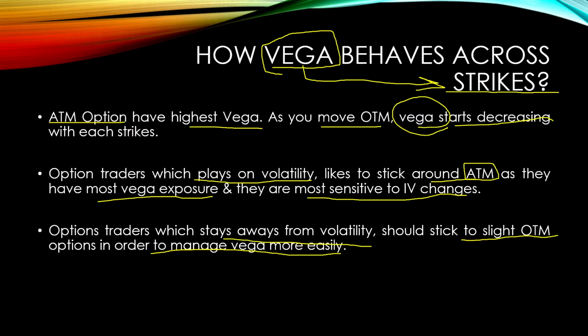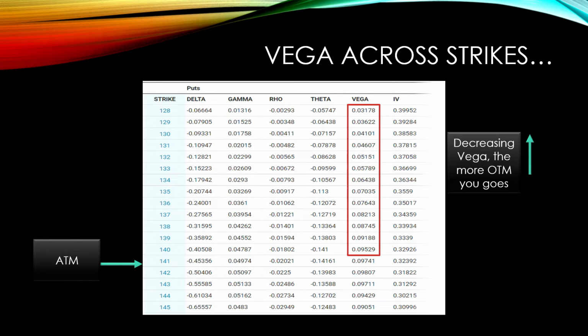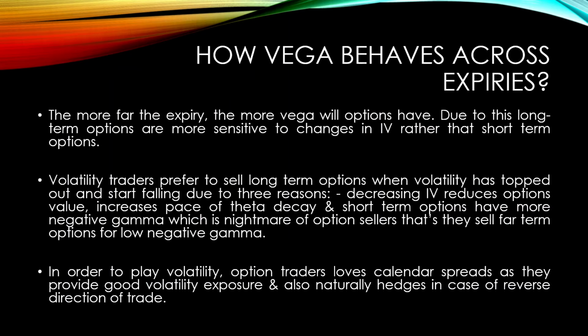So this is the example. Let's move on to the example with the option chain. This is the real life option chain of Apple. The ATM option is just around here, and if you look at the Vega, the more I move out of the money, the Vega starts decreasing: 0.09, 0.08, 0.06, 0.04, 0.03. So this is how the principle is proved. Let's move on to the next slide.